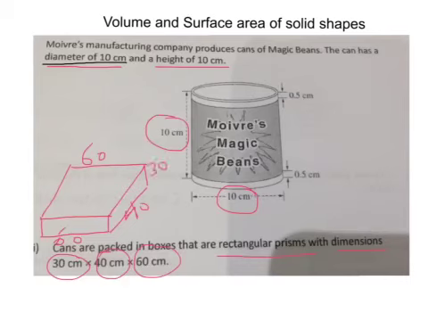Thinking of that, now looking at the first question: what is the maximum number of cans that can be packed into one of these boxes? I'm just going to put the dimensions again on this box, about 60, 40, and 30. Now some students calculated the volume. We're asking how many cans you're going to place, so they are not considering the space that's wasted between the cans.